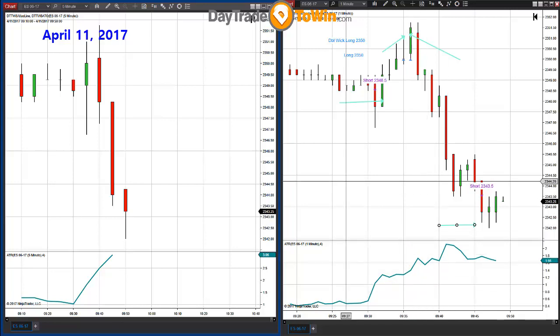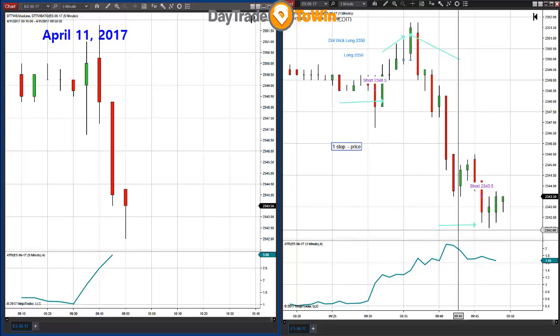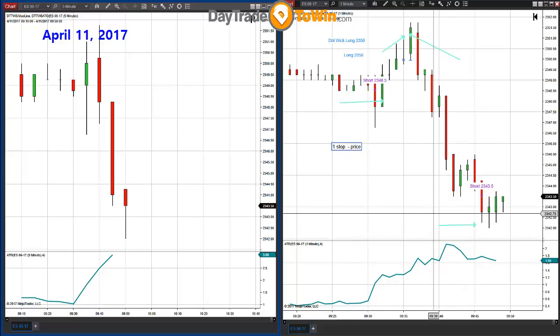So if I'm looking at just one stop, the only stop that I have is price. But if you use a combination of stops, whatever happens first will typically lead to a smaller loss, break even, or even, if you think about it, a potential target, a small target, or a break even trade.